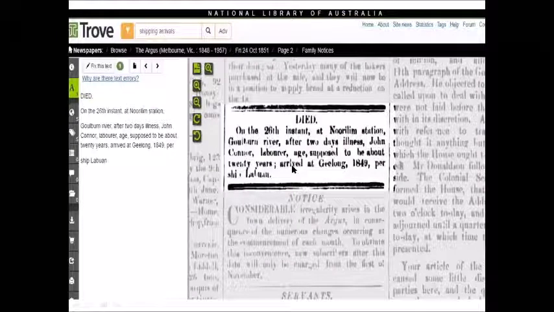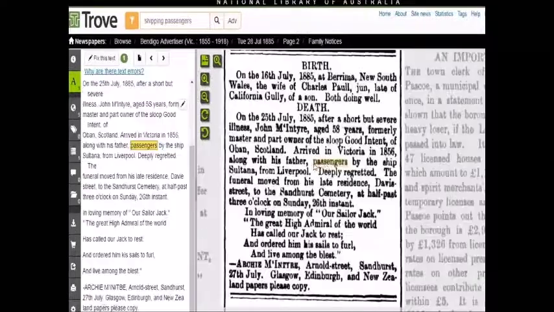When you're looking at death notices, you'll quite often find references to the ship. This is a young labourer. They think he's about 20 years old. He arrived in Geelong in 1849 and he arrived on the Laburnum. So you can find that sort of information.